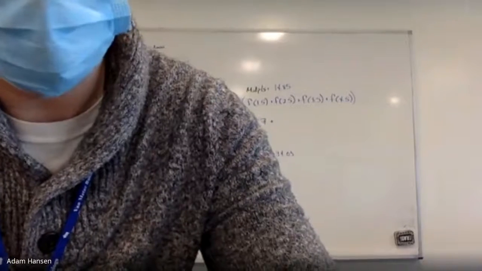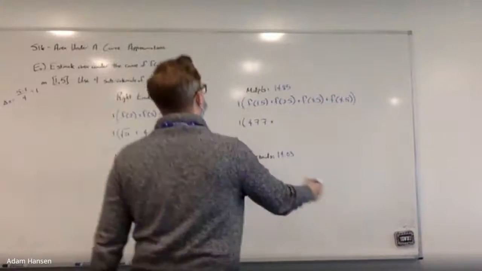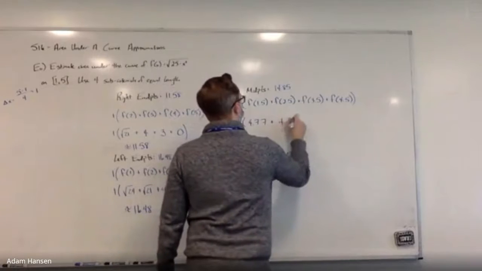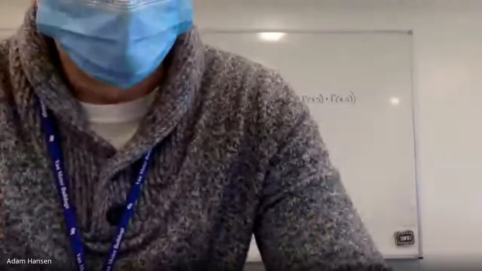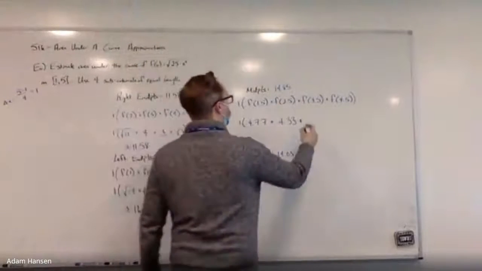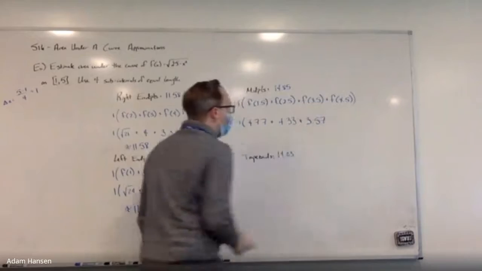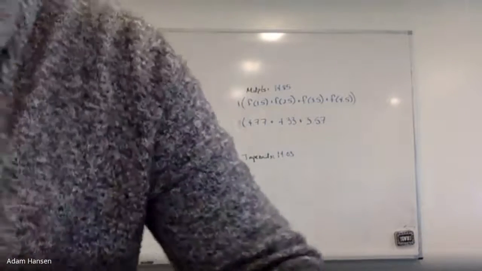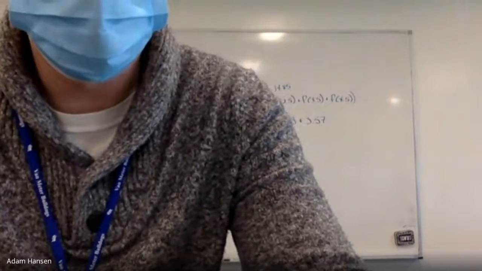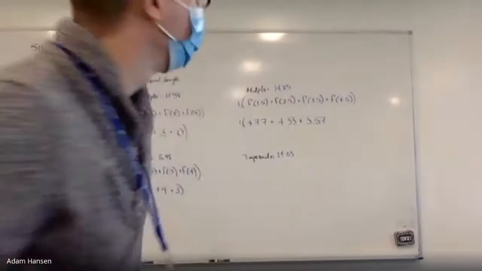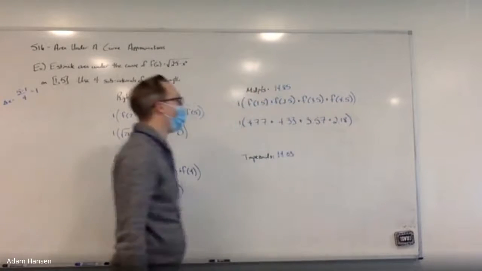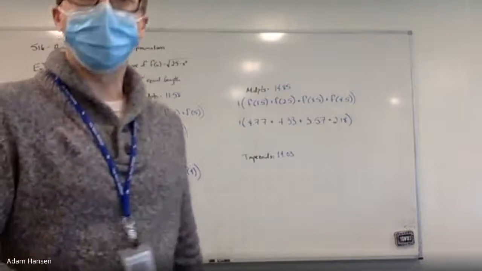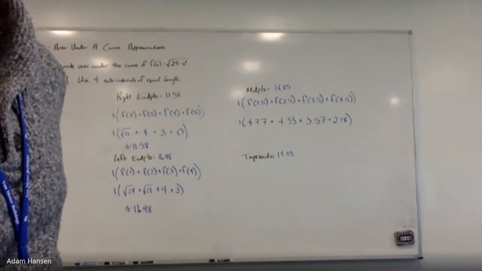I'll need 2.5, 4.33, .57 for the rectangle, the midpoints, and 4.5, 2.18. What we're going for is a picture that looks somewhat similar to this on the screen.